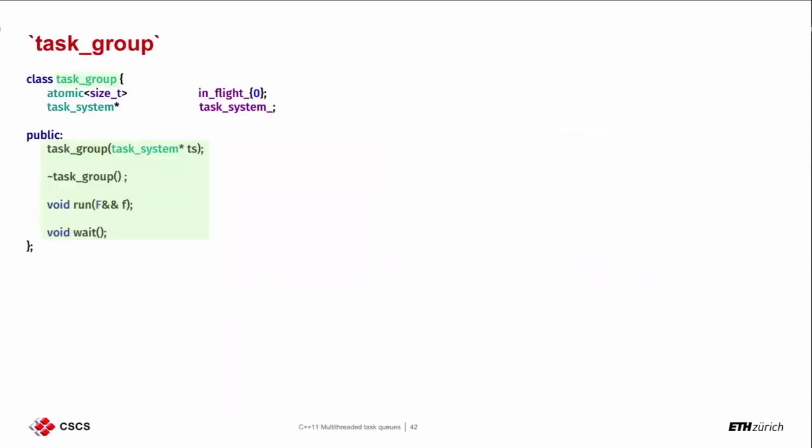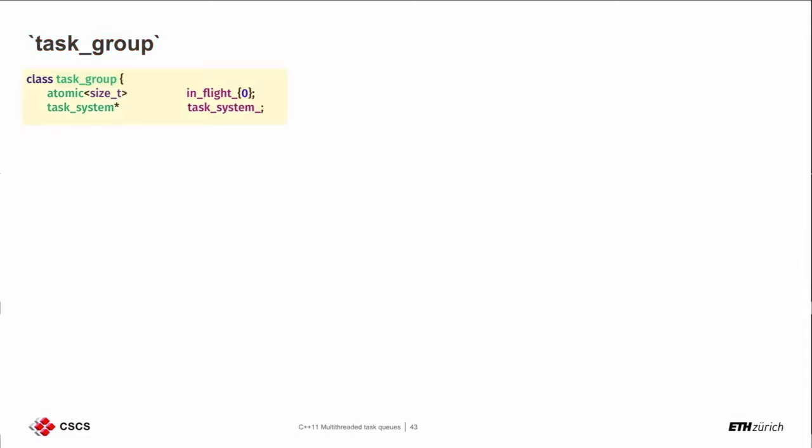So this is what our task group looks like. We've got an atomic of size t, and that's our in-flight. This will control the number of tasks that are currently being executed in our task group. And we also have a pointer to the task system, because that's where we're going to be running our tasks.